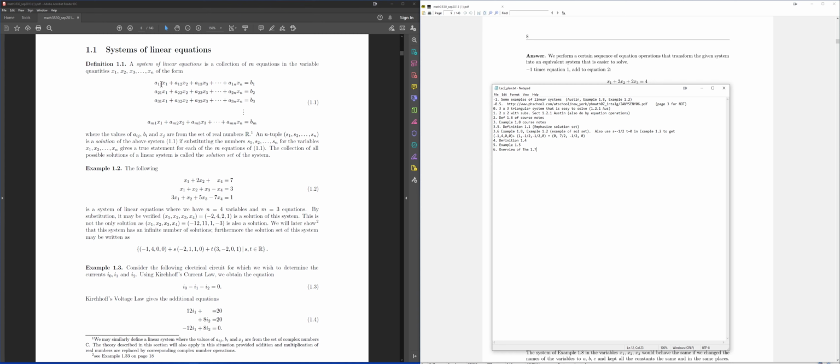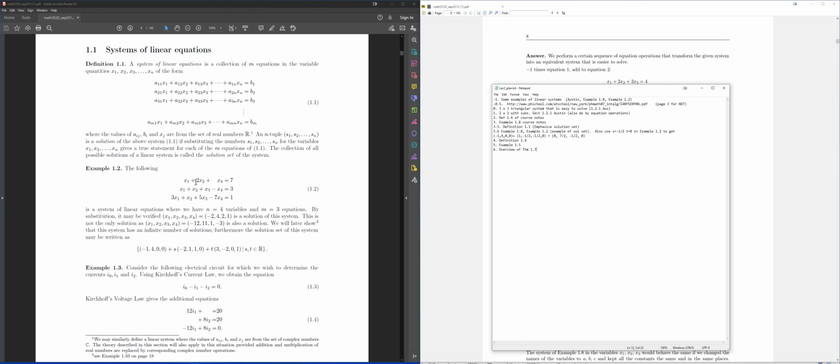Remember the labeling for the variables x1 to xn. In this case, the variables are x1, x2, x3, up to x4, so we have n equal to 4 variables. Now, this notation where we have m equal to 3 and n equal to 4, you want to remember this because we're going to use it throughout the course. m is the number of equations and small n is the number of variables. So this is a system of 3 equations and n equal to 4 variables.